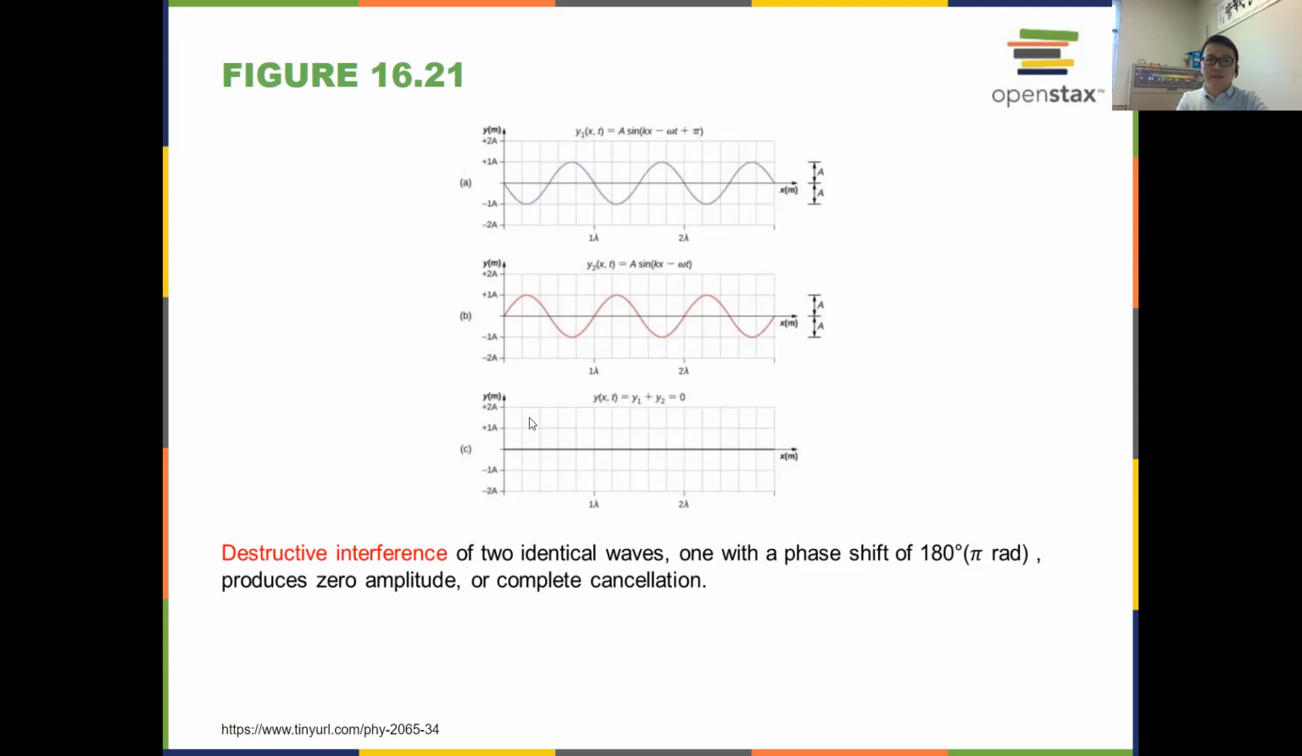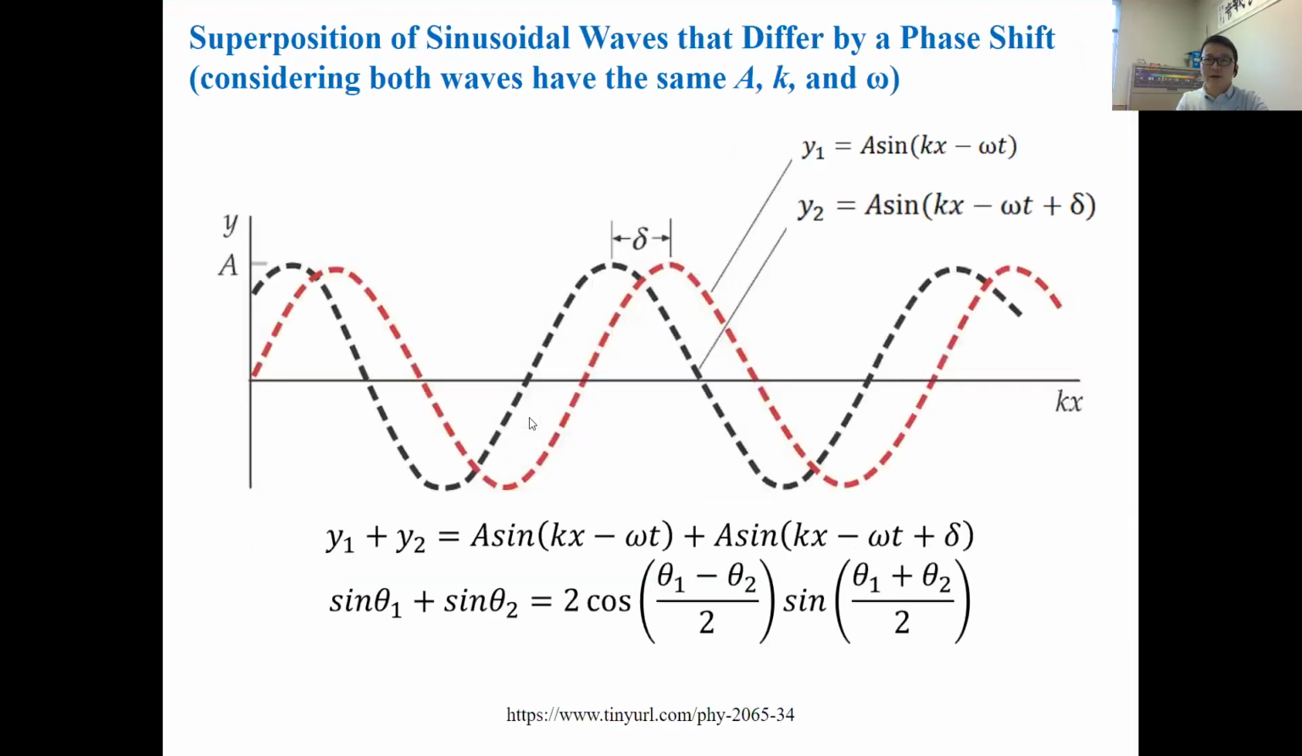Let's take a look at more details of the mathematics of two waves when they meet. Let's say they have the same amplitude A, the same wavelength, so the same wave number, and the same frequency, but they differ by a small phase angle delta. When these two meet, you basically have y1 plus y2. That's the superposition, and mathematically you just add them up.